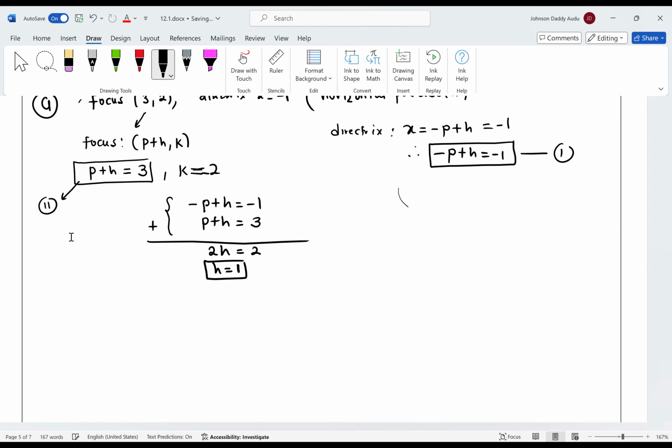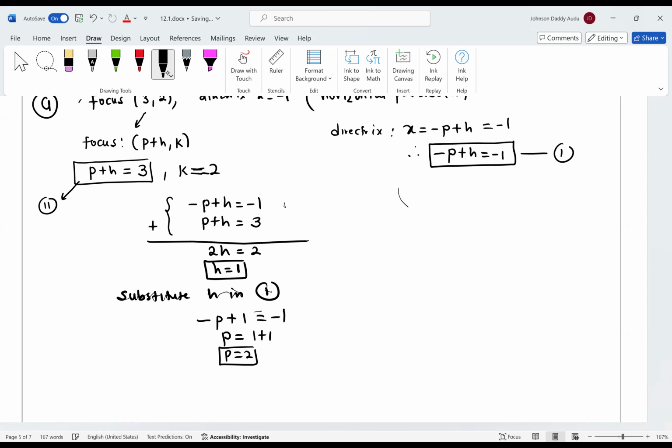And then, remember, substitute h in equation 1. We have h already, so we want the value of p. So I think the value of p is going to be 2. Yes, what I'm saying is that if you substitute, you will have minus p plus 1 is equal to minus 1. So p is just going to be 1 plus 1, so p is equal to 2.